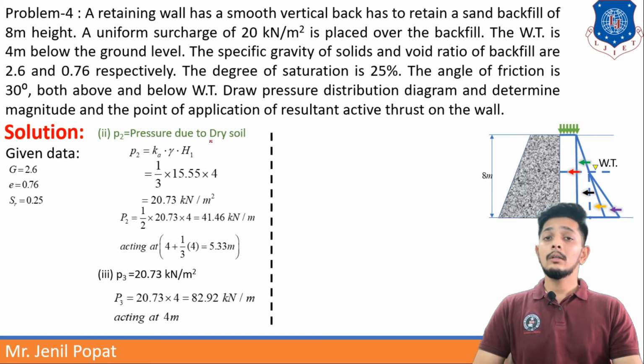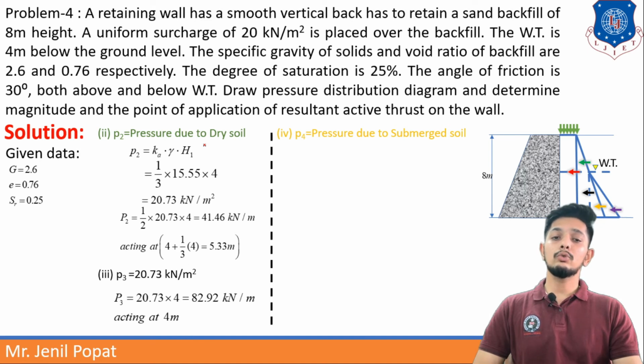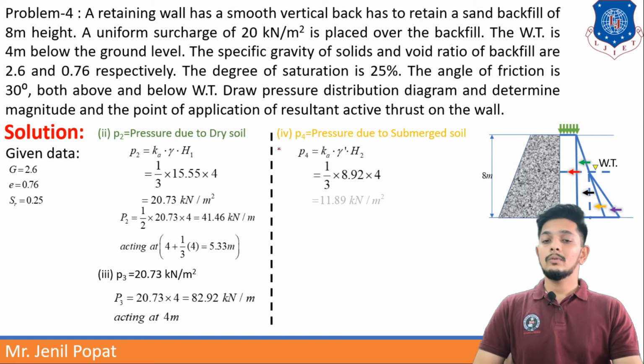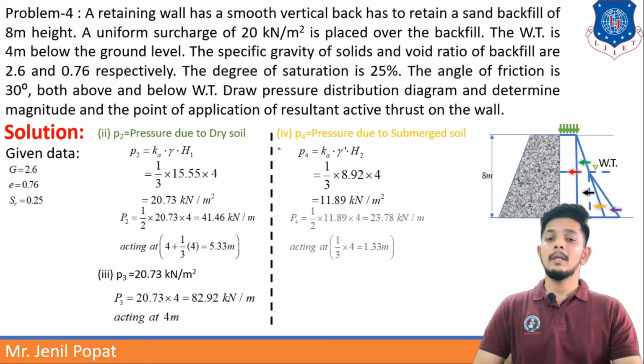Moving forward to item number 4, P4. P4 is the pressure due to submerged soil. So we are coming to the bottom half of the soil, which is governed by two triangles. For those two triangles, we can calculate pressure as P4 is equal to K into gamma dash into H2, which is 11.89 kilonewton per meter square.